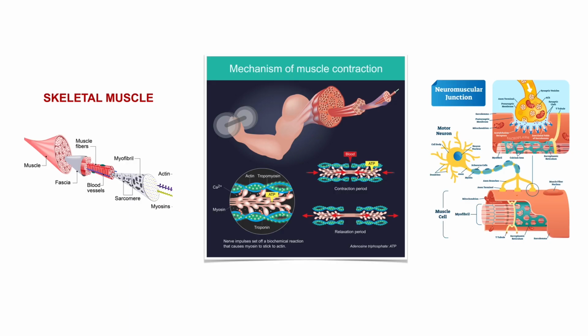In summary, in this video, we have looked at the basic anatomy of skeletal muscle structure at the tissue level, the actin-myosin action behind skeletal muscle contraction, and the events that happen at the neuromuscular junction. That is everything for this video.